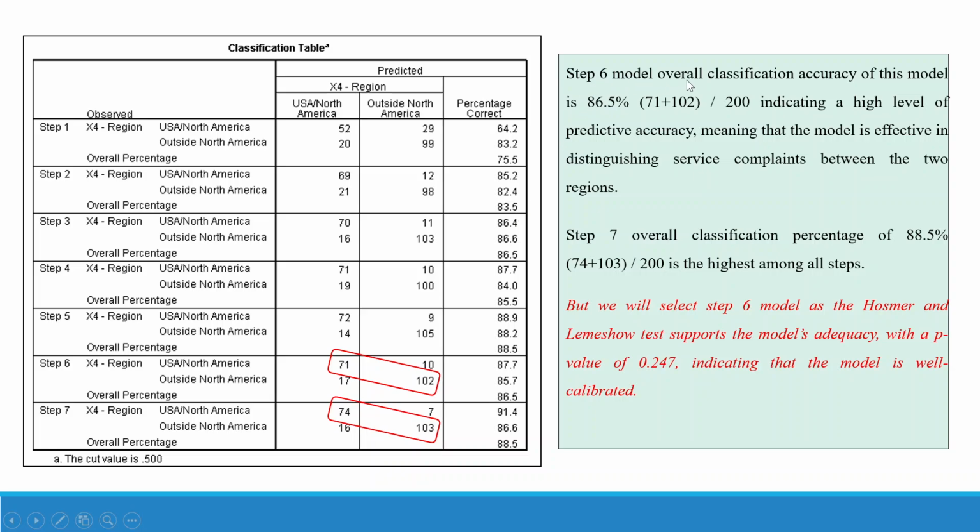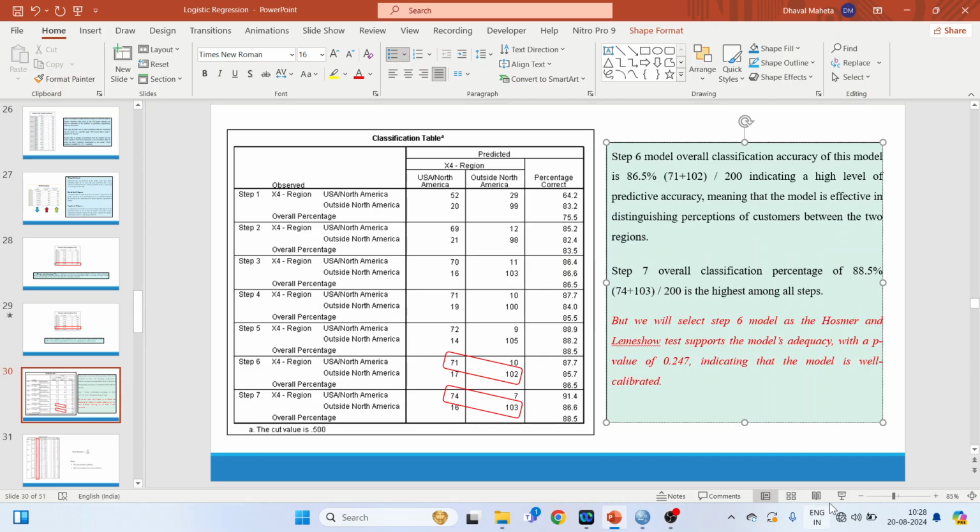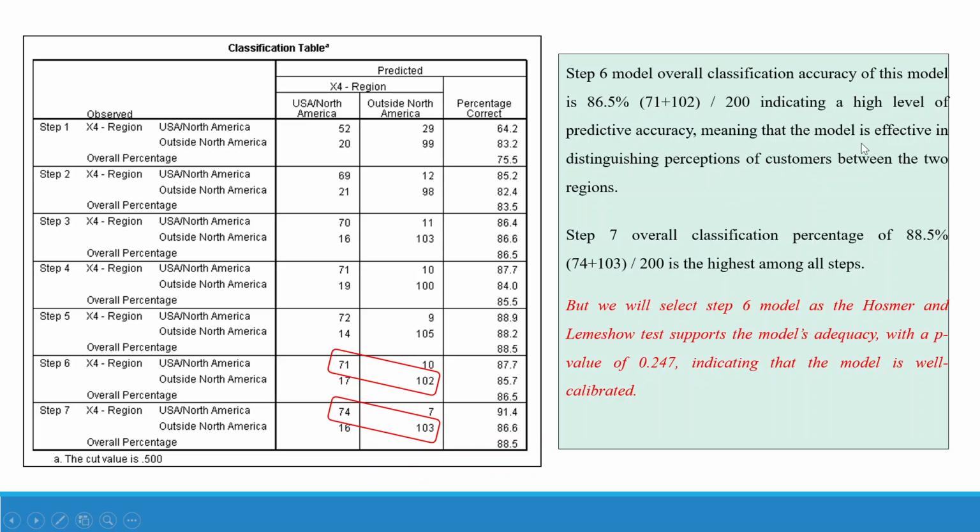Step 6 model, overall classification accuracy of this model is 86.5%. How did we get this figure? 71 plus 102 divided by 200, the total number of cases, indicating a high level of predictive accuracy, meaning that the model is effective in distinguishing perceptions of customers between the two regions.